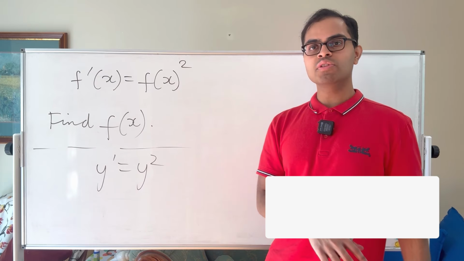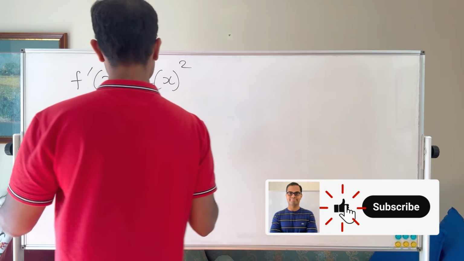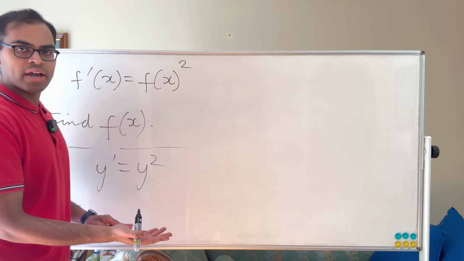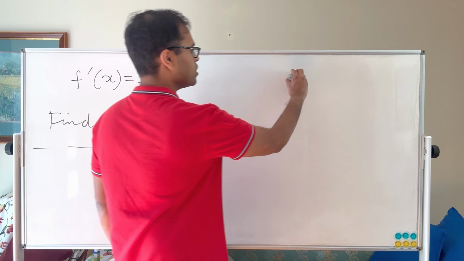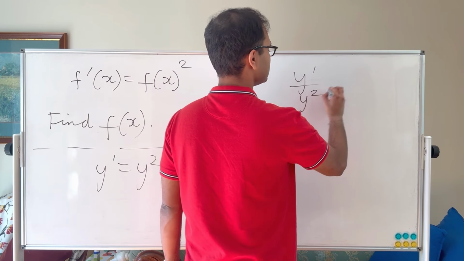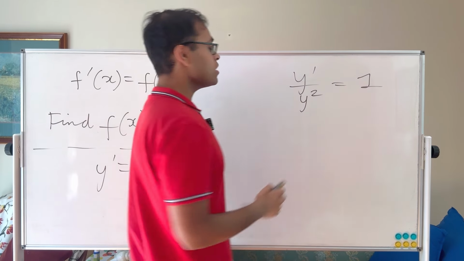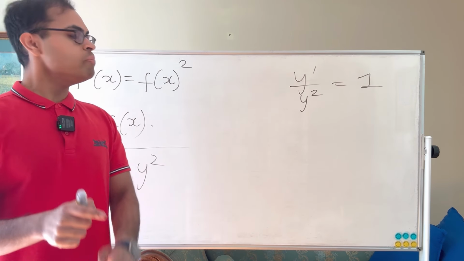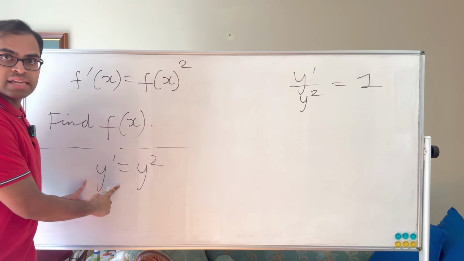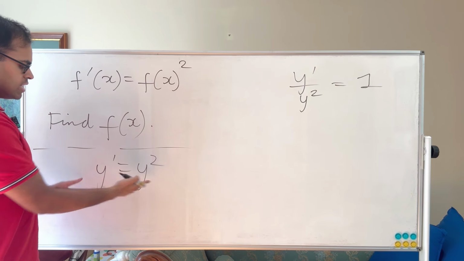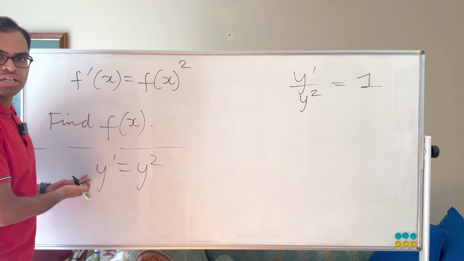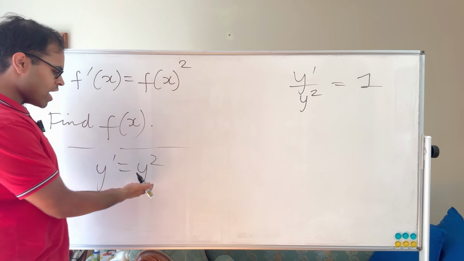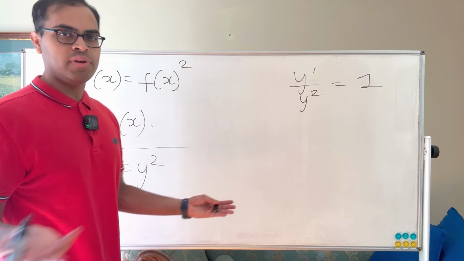So y prime equals y squared. We're going to divide both sides by y squared. Since y is a function of x, we get y prime over y squared equals 1. The reason we do this is we want to get rid of the y prime, but we can't just integrate both sides of the original equation. Yes, the left-hand side would undo the derivative and give us y, but the right-hand side, we don't know y, so how do we integrate y squared?